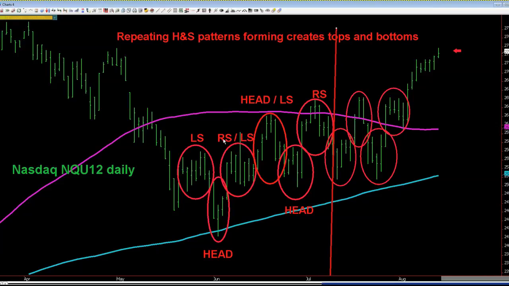How many of you remember me showing you this chart with the left shoulder, head, right shoulder, then telling you that the right shoulder and the left shoulder would sort of lend itself to the next head? And what does that do? It creates tops and bottoms. Right? You traders remember that? You were with me for this chart.